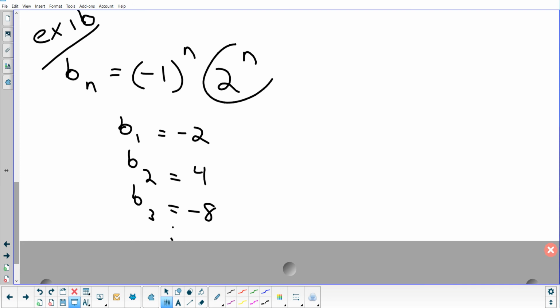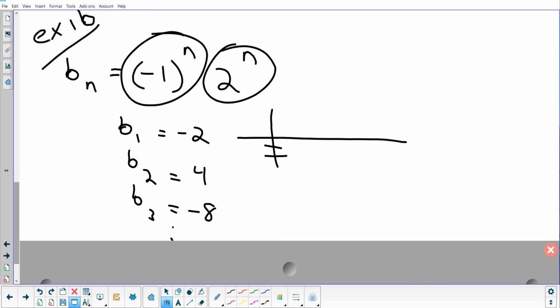What's causing it to double is this. What's causing it to alternate positive and negative is that. So this is a sequence that's not approaching anything. If you were to graph it, the first term is -2. The second term is +4. Then the next one is -8, and then +16. So it's bouncing above and below the axis, and it's diverging. It's approaching infinity and negative infinity. These numbers are just going to get huge.